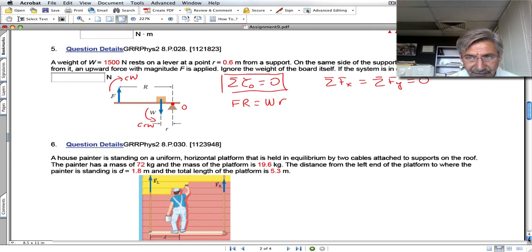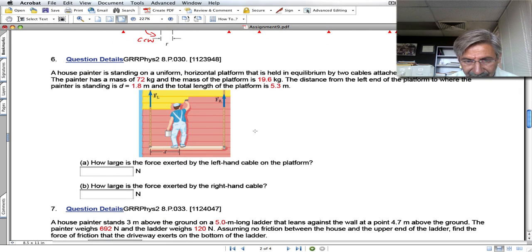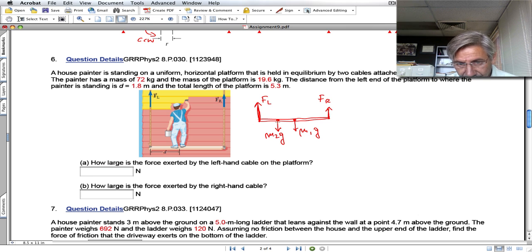Similarly, you have this situation of the painter here. This is the situation you have. The free body diagram for the platform is as follows. It has the force on the right, the force on the left, the weight of the platform, and the weight of the painter. This is actually the normal force, but it happens to be equal to the weight of the painter.